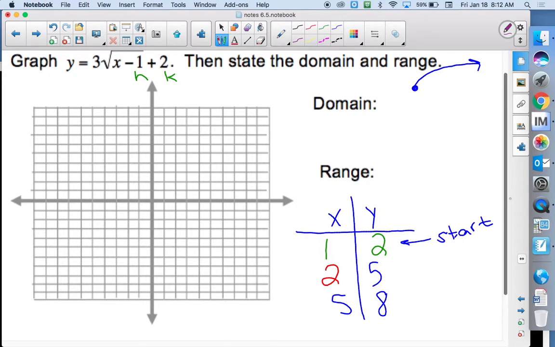So starting at 1, 2, so over 1, up 2. That's our first point. This graph moved right 1 and up 2. So the movement was right and up. The inside went right, the outside moves it up or down. The second point is at 2, 5. And then the third point is at 5, 8.